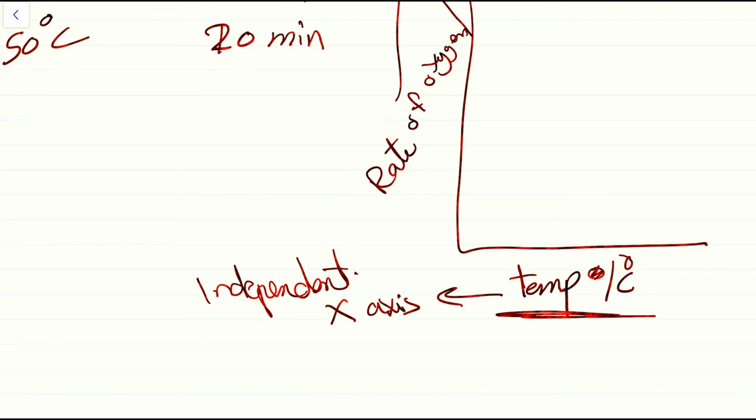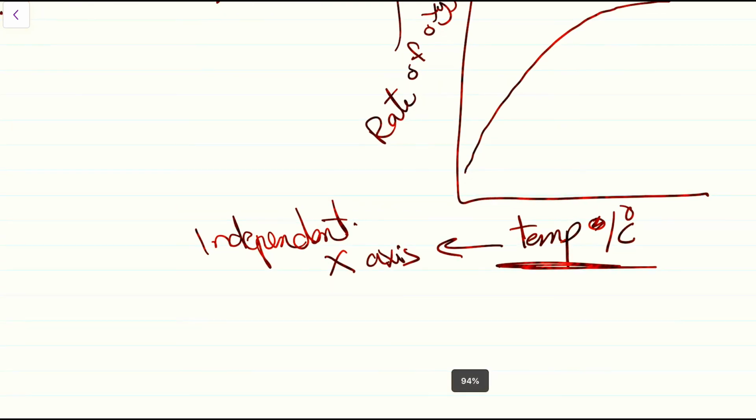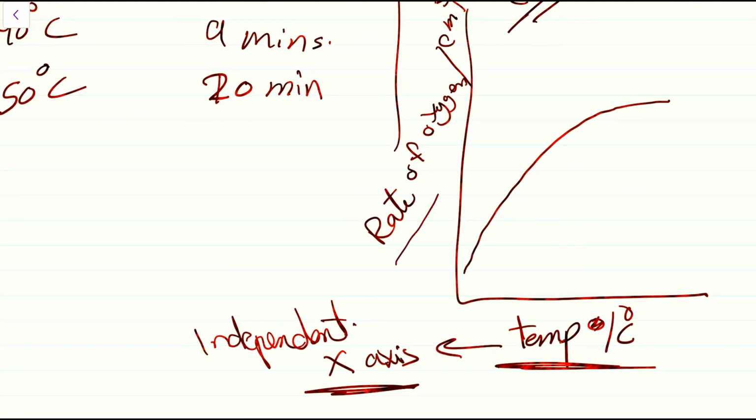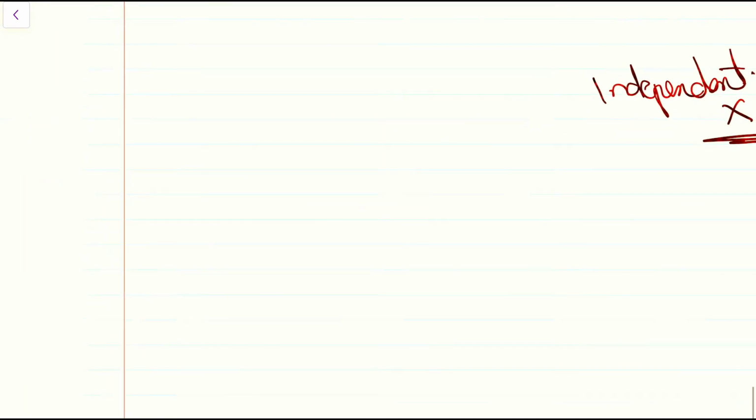So here, if we try, we'll see that by increasing temperature, the rate of the production of oxygen increases. So we have this shape of the graph, and before drawing the graph, you have to determine which one is independent to be the x-axis, and which one is dependent to be the y-axis.